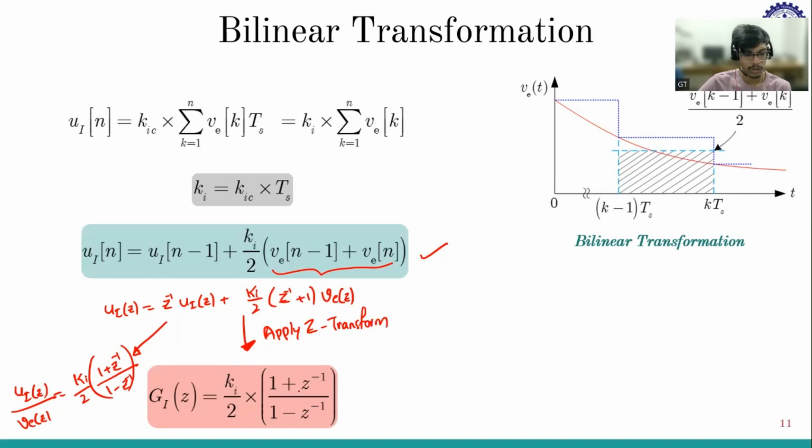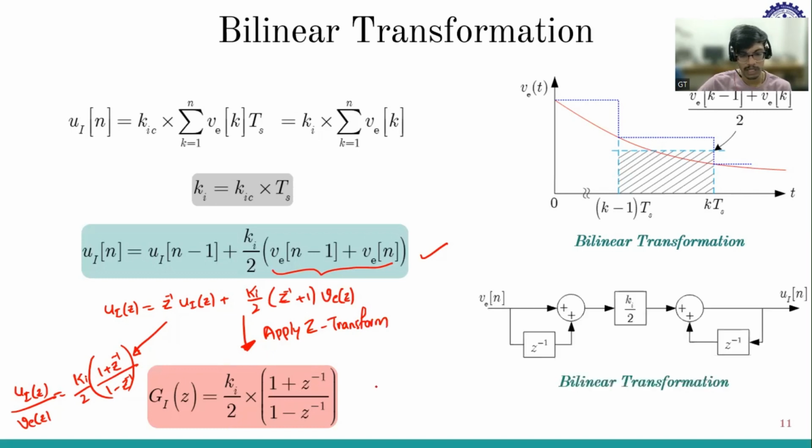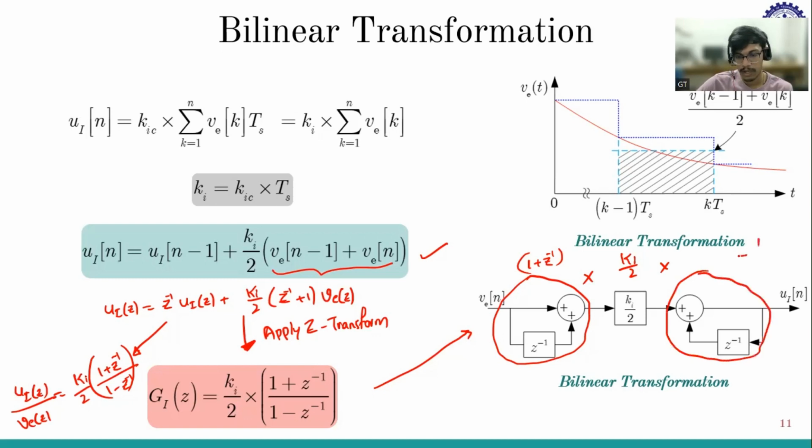Ki by 2 into 1 plus Z inverse by 1 minus Z inverse. The same can be applied here. So what is this term? This is the 1 plus Z inverse term multiplied by Ki by 2, multiplied by 1 by 1 minus Z inverse. So 1 plus Z inverse into K by 2 into 1 minus Z inverse. That entire thing is the Gi of Z for bilinear transformation, or Tustin transformation.